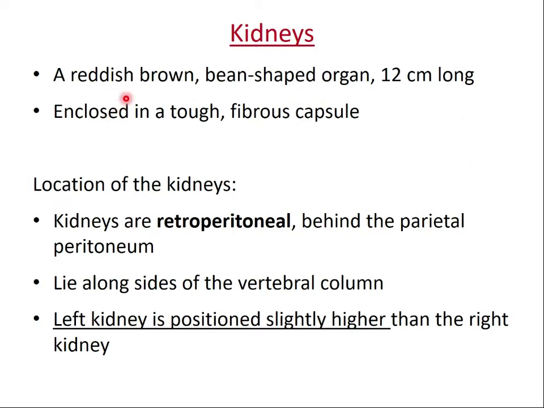Kidneys are reddish-brown, bean-shaped organs. They are about 12 centimeters long, and they are covered with a tough fibrous capsule. The kidneys are located retroperitoneally. Retroperitoneal meaning they are in the posterior aspect, underneath most of the structures, and we will have a look to see where these are. They lie alongside the vertebral column. On either side of the vertebral column, the left kidney is positioned slightly higher than the right kidney.